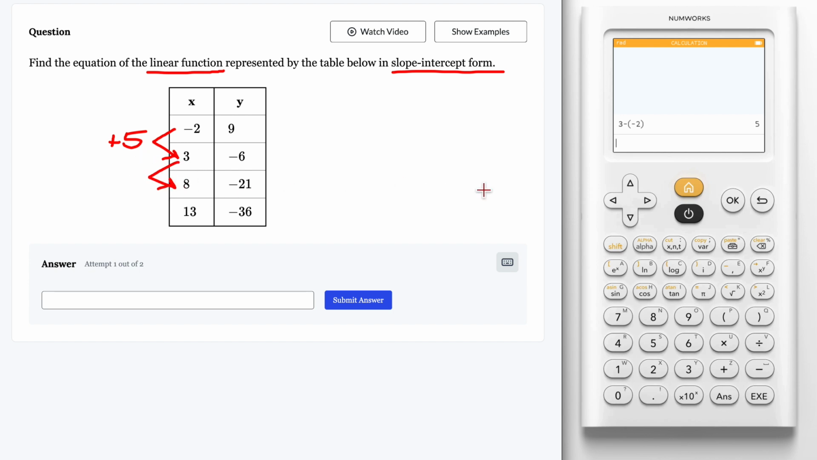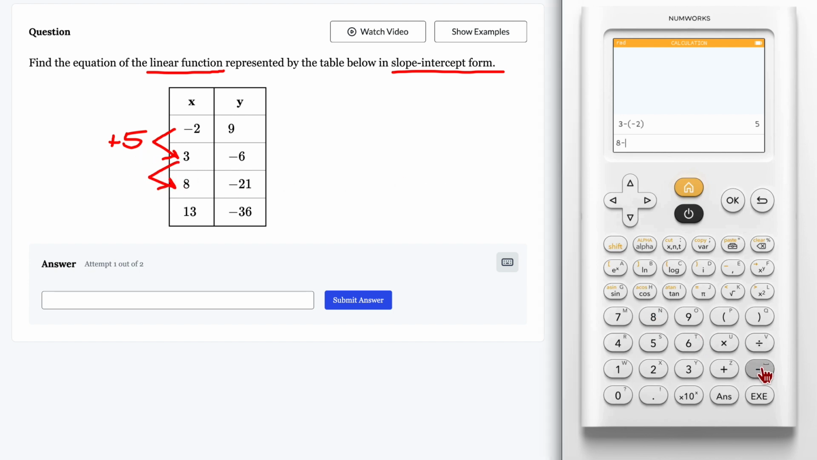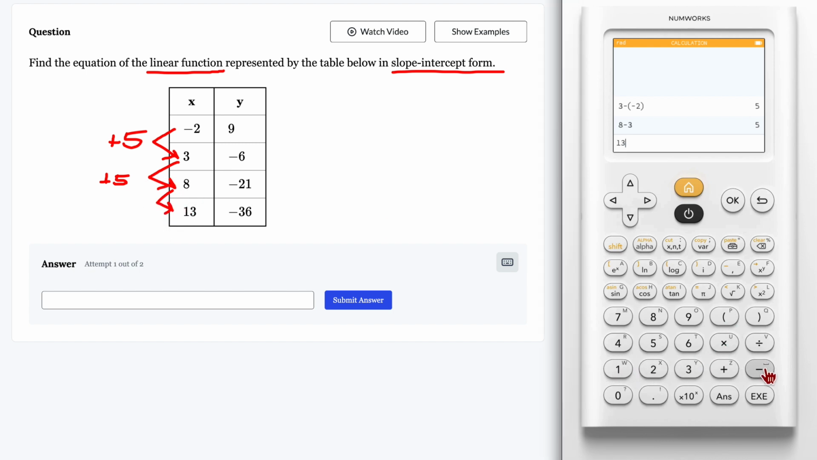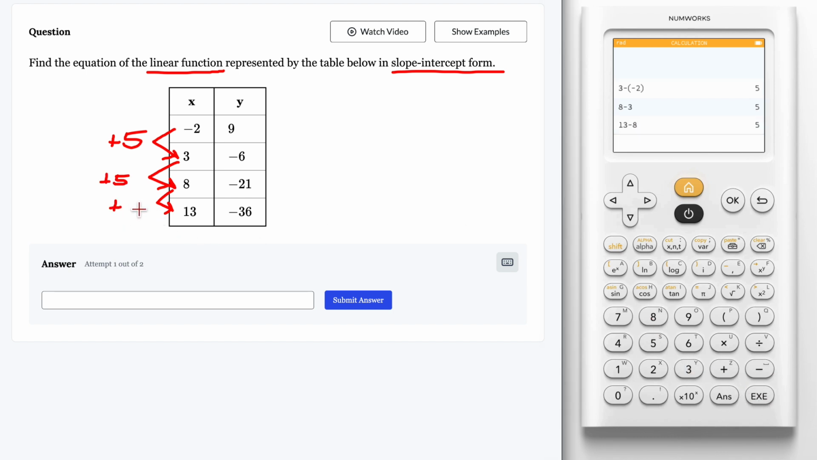3 to 8, well, that's going to be 8 minus 3. The difference there is 5 again, so plus 5. And again, I can do it again. So 13 minus 8 gives me the difference. So 13 minus 8 gives me 5. So all of these are going up by 5 each time, which is great. That keeps it a constant change.